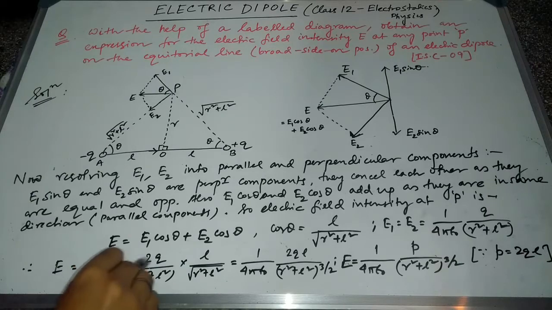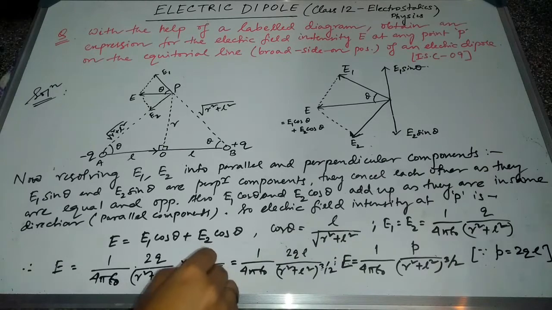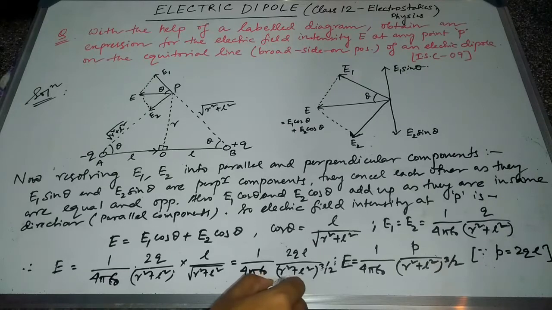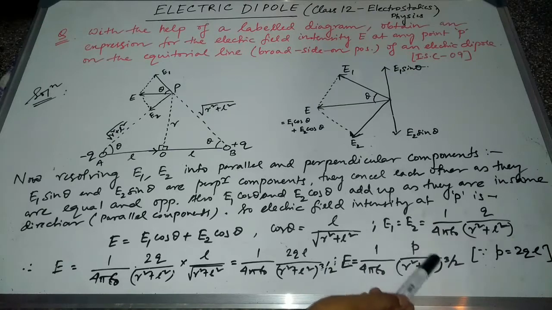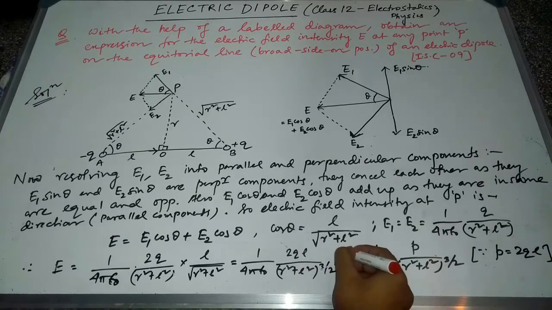So E equals 2 times 1 by 4 pi epsilon naught q by r square plus L square, into the cosine value, that is L by root over r square plus L square. So we get r square plus L square to the power 3 by 2 in the denominator, with 1 by 4 pi epsilon naught and 2qL in the numerator. 2qL is the dipole moment, we all know that. So E equals 1 by 4 pi epsilon naught p by r square plus L square to the power 3 by 2. So this is the electric field at a broadside on position due to an electric dipole.